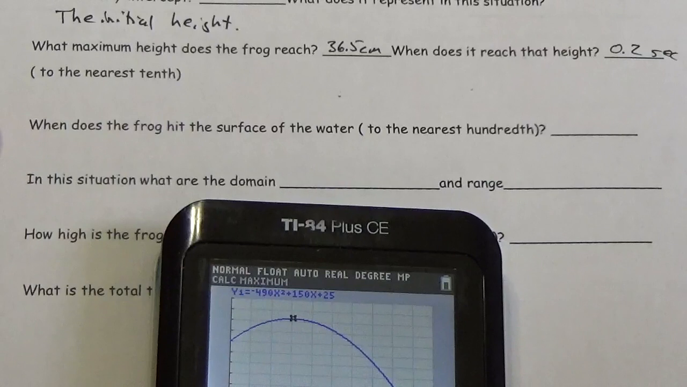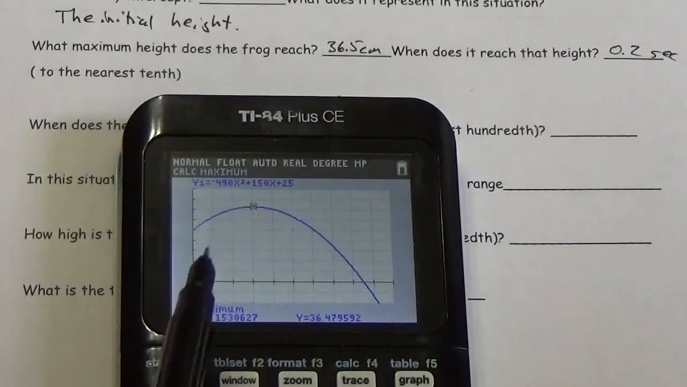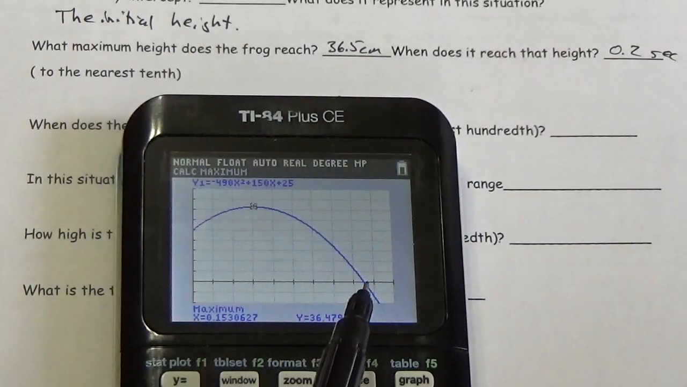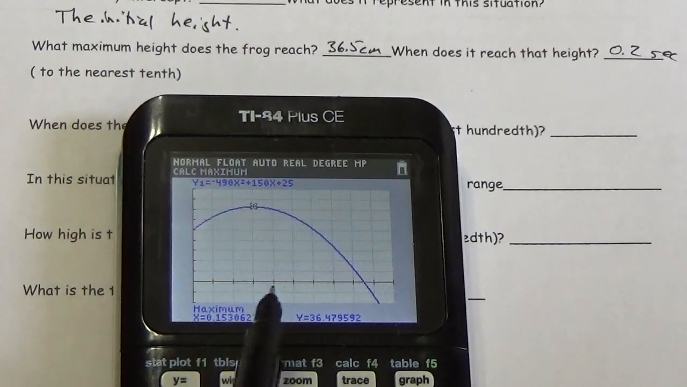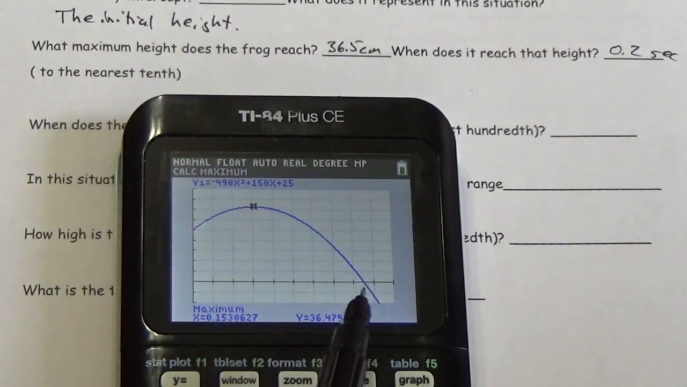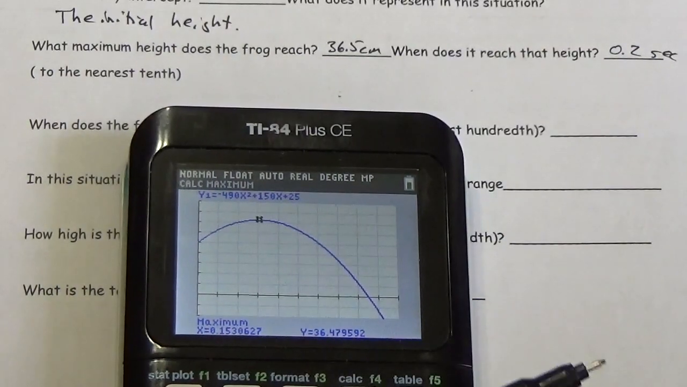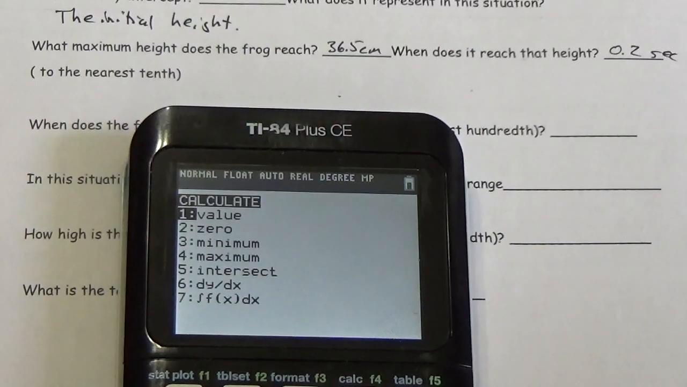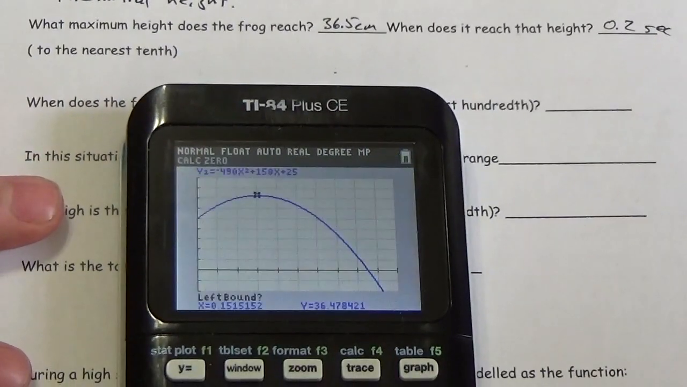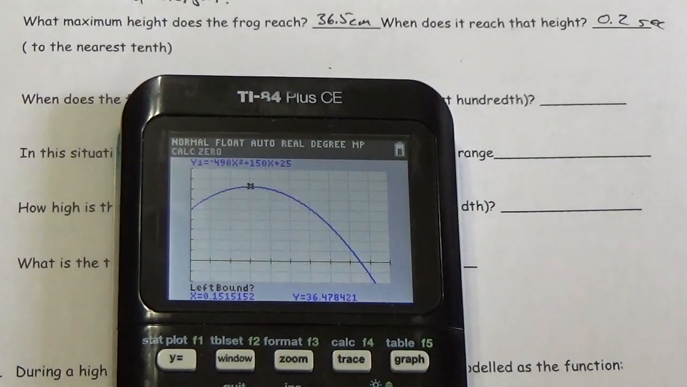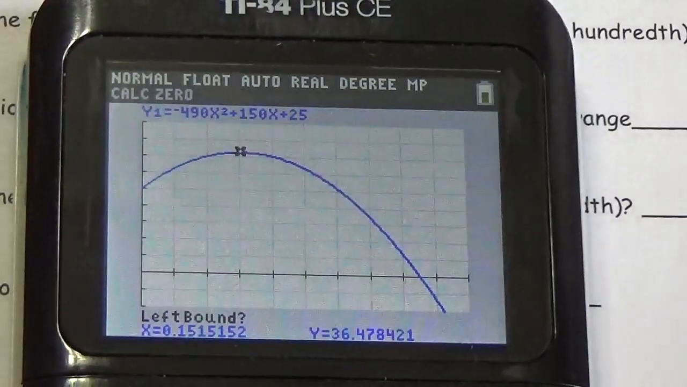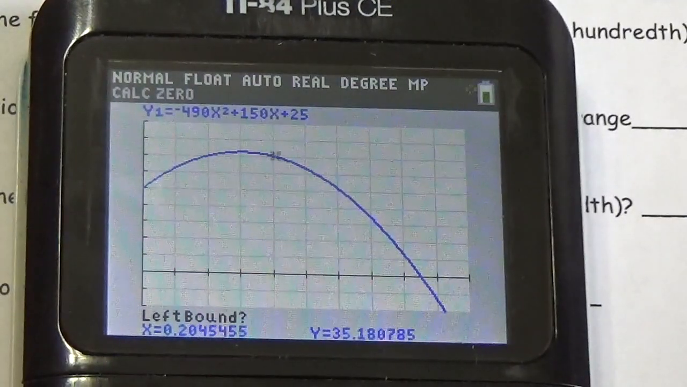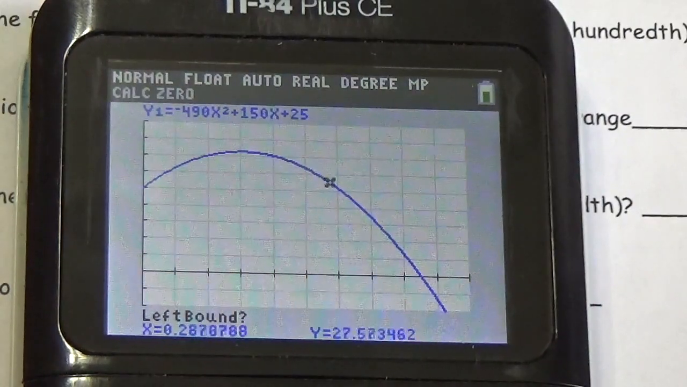Next question here. When does the frog hit the surface of the water? Okay, well, here's the frog jumping. It jumps here, and we're going to assume that the water level here is at 0. So I'm looking at that moment in time right there. So when I press second trace, this time I'm looking for the x-intercept of the graph, so 0. The calculator is looking for a left bound, just like it was when I was looking for the maximum. So I'm going to do the same thing.